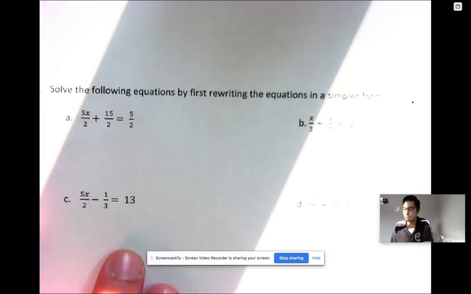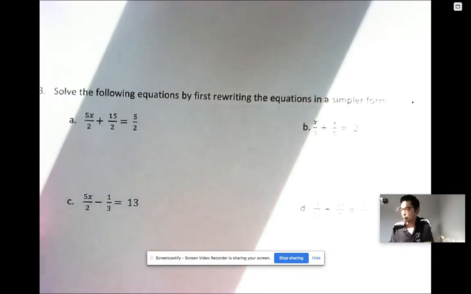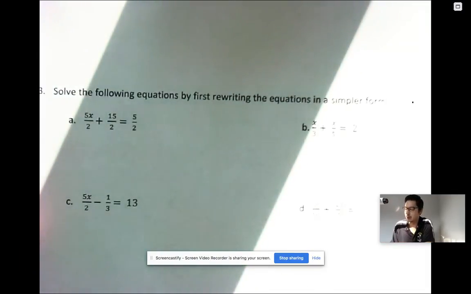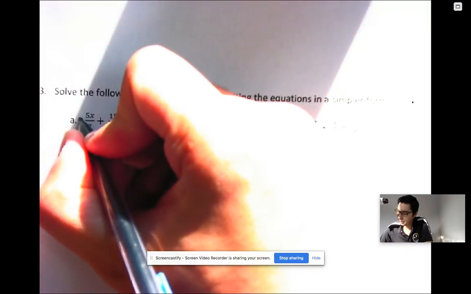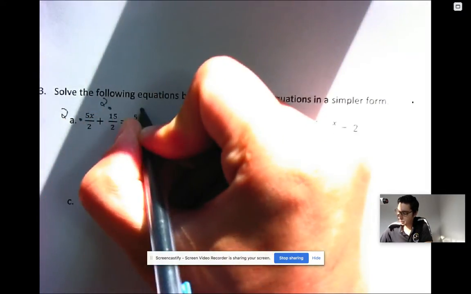Okay? So for part A, 5x over 2 plus 15 over 2 equals 5 over 2. And that can be tricky to solve. We don't like solving this. So what we can do is we can multiply each of these terms by 2. So let's double this whole equation.